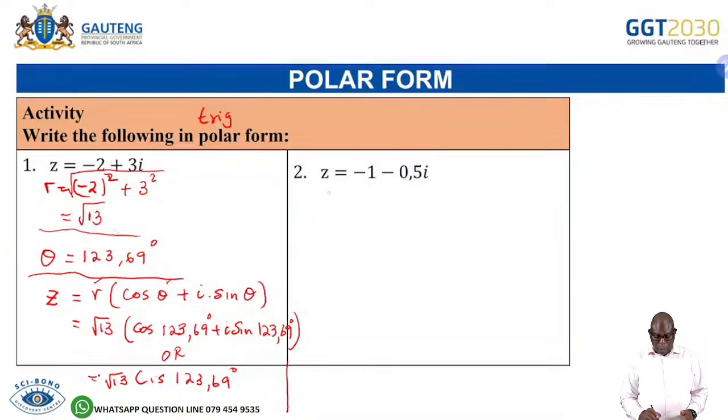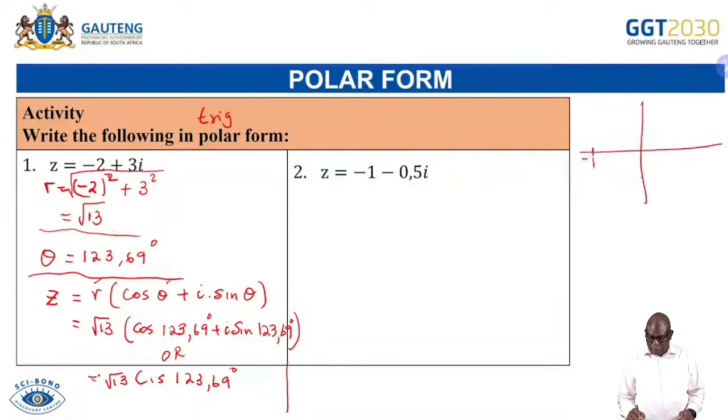In this one, because we haven't done it yet, you can see the real value is minus 1, then we have minus 0.5, so I can connect it here, and you can see the angle comes from the side. So we have a negative 1 here, then a negative 0.5. So we need to get the value of r first. The value of r I'm going to do here.